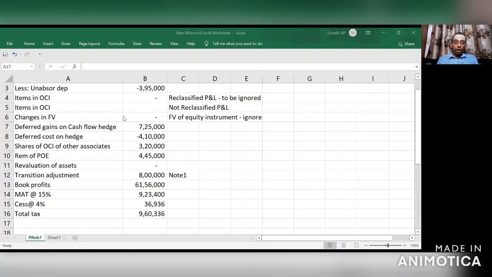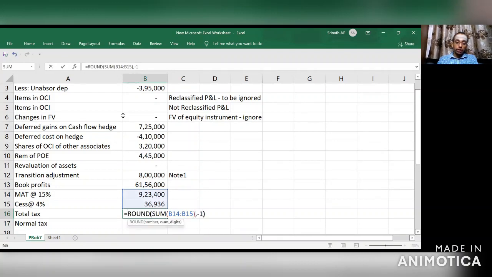Please let me know in case you have got doubts. The problem is not yet completed. It says normal tax. You have to always round off this, round off to the nearest 10. 9,60,340 is the normal tax.